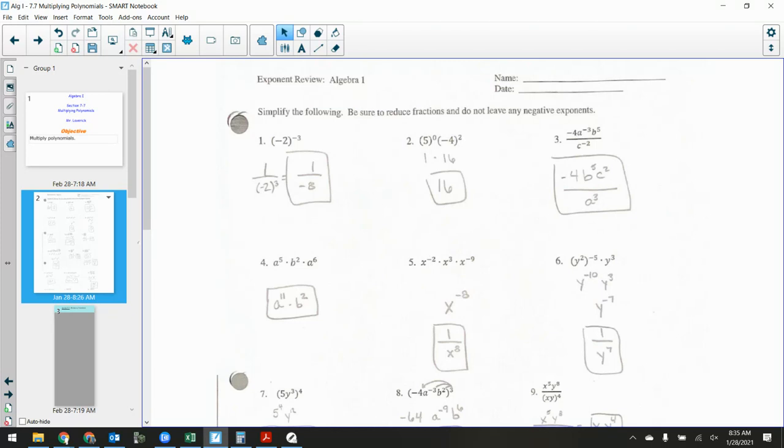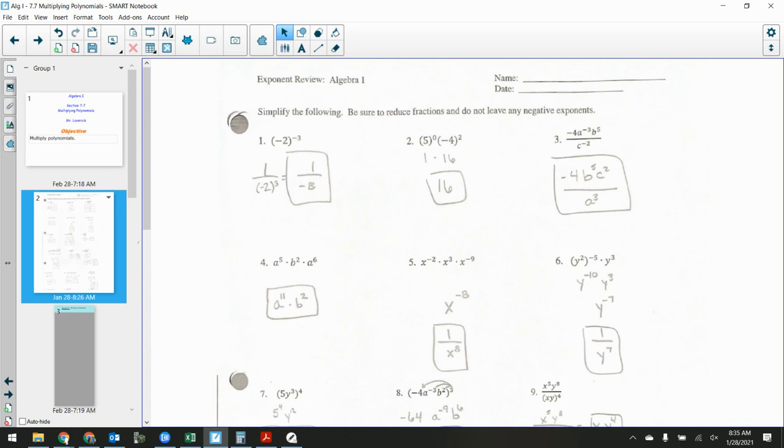So let's go over this. Number one here, we got 1 over -8, or -1/8. Remember, no decimals, only fractions, no decimals. Number two, that 5 to the 0 power. What is anything to the 0 power? 1. Anything to the 0 power is 1.